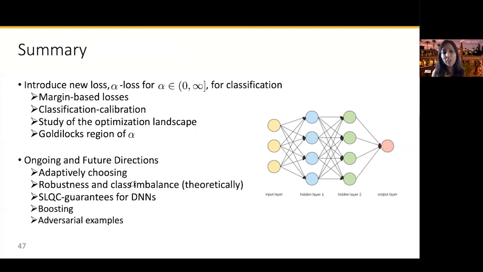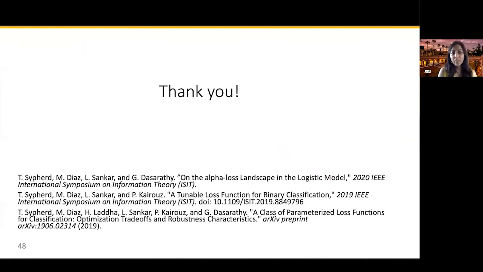We want to use these SLQC techniques to go beyond logistic models all the way to DNNs. And if you think about it, this is a logistic model, right? So if I stack it up vertically, I get a one hidden layer, and I could do that for multiple. And we have some results. Hopefully by the end of this month, we should have a journal paper on that. We're also looking at it in the boosting setting. We're also applying it to adversarial examples to see if this still holds up beyond just random noise. So that's where I'm going to leave it. Thank you so much.